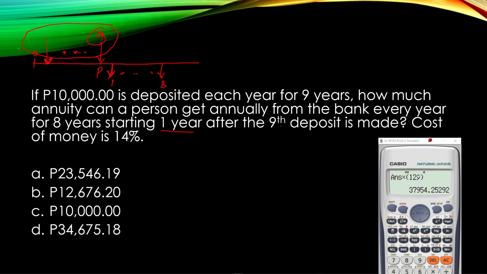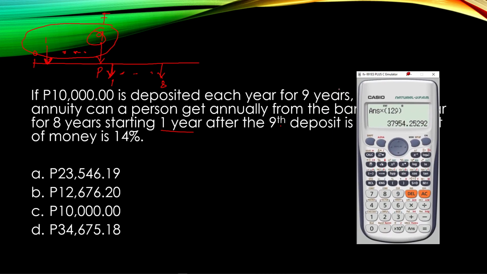Yung unang annuity is yung deposit. Tapos yung second annuity is yung withdraw ng money. Okay? So, tingnan natin. Let's try to solve for this one. Okay, so hahanapin natin yung future worth ng money. Hindi pala, yung future worth ng money, yun yung gagamitin natin as P. Yung future worth ng money after 9 years. So, try natin to solve.